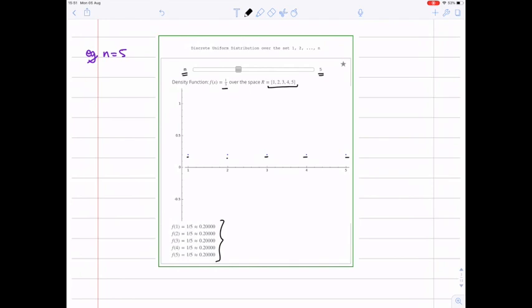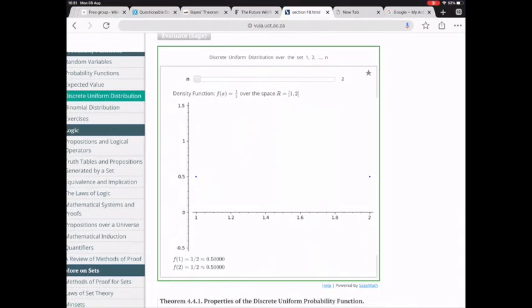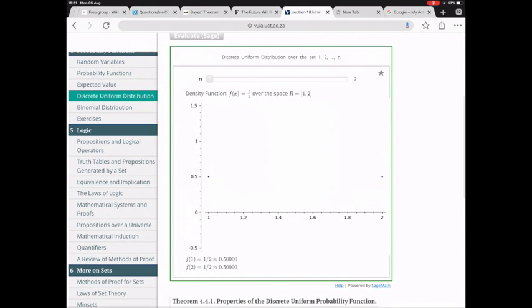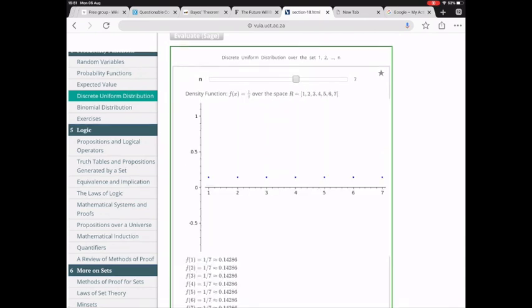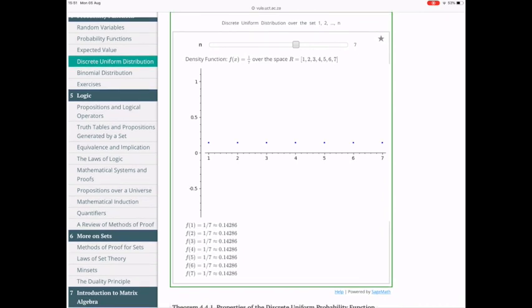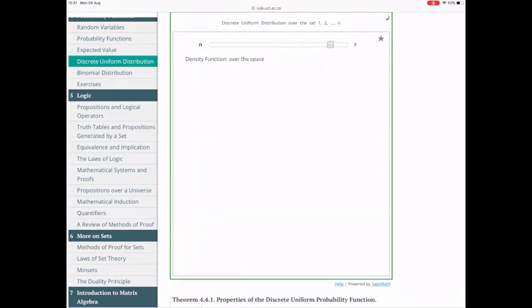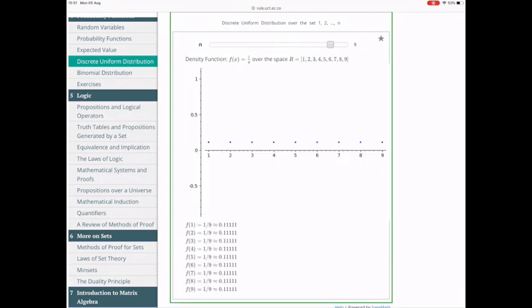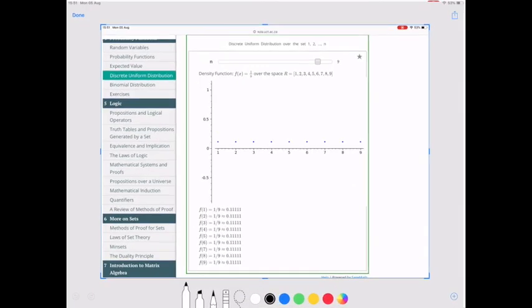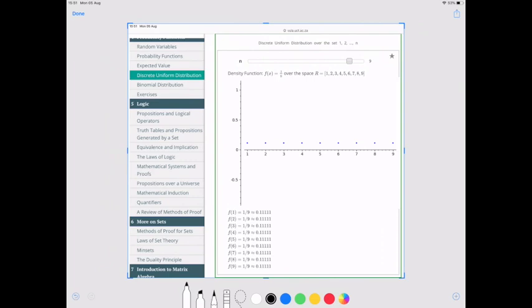If you would like to check that this makes sense, if you head on over to the textbook, you can use Sage to plot the probability of a discrete uniform distribution by changing for different values of n. So for example, you might put n equals 7, and then you'll see that each of the values is 1 over 7, and so on. So we could go all the way up to 1 over 9. Now we've got that the probability of each particular outcome is 1 over 9, and you can work anything out from there. So let's just take a picture of that and pull it back into the notes.